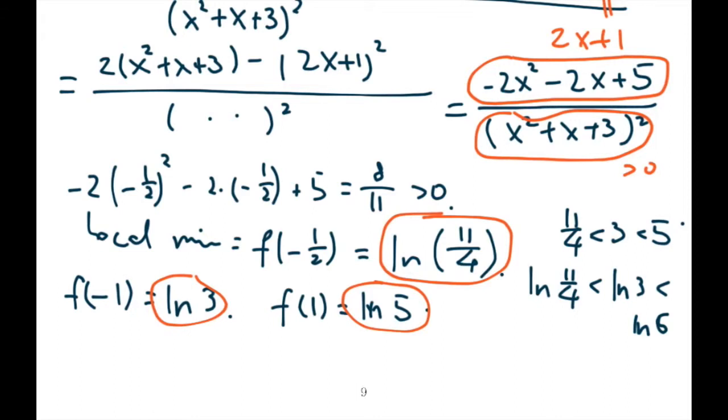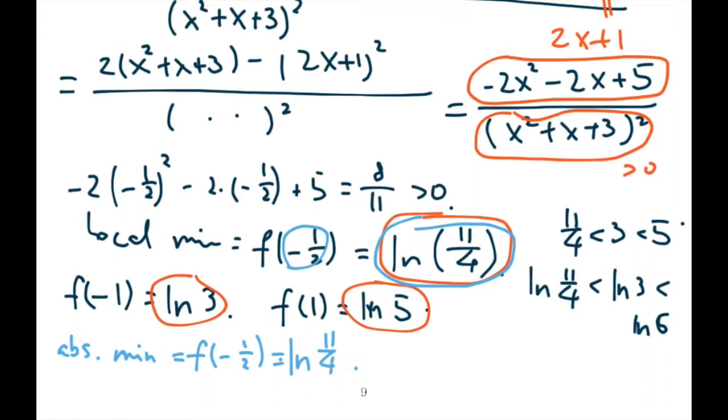So the function f achieves the absolute minimum at x equal to -1/2, and the corresponding function value is natural log of 11 over 4. So the absolute minimum is f(-1/2) equal to natural log of 11 over 4.